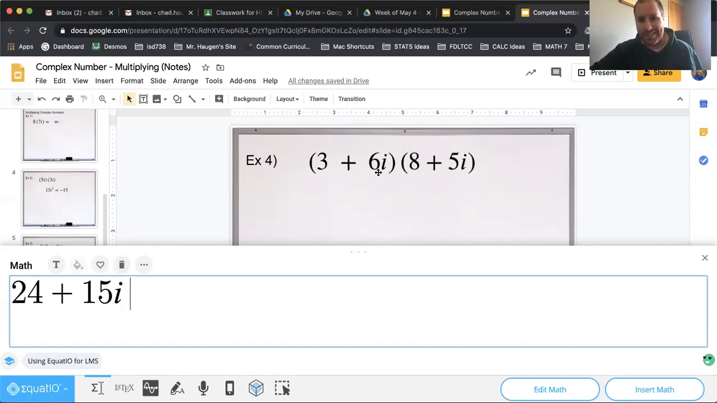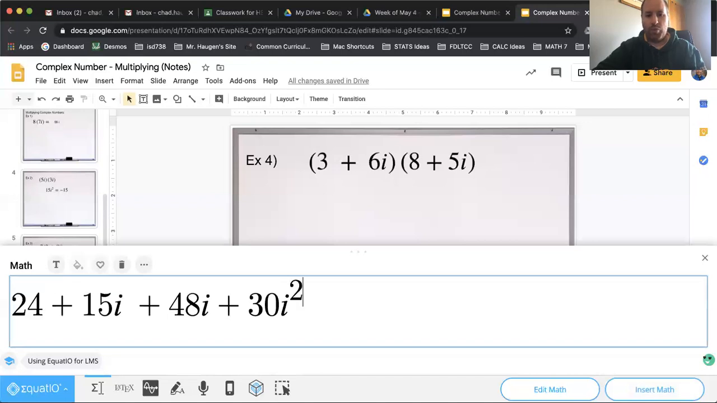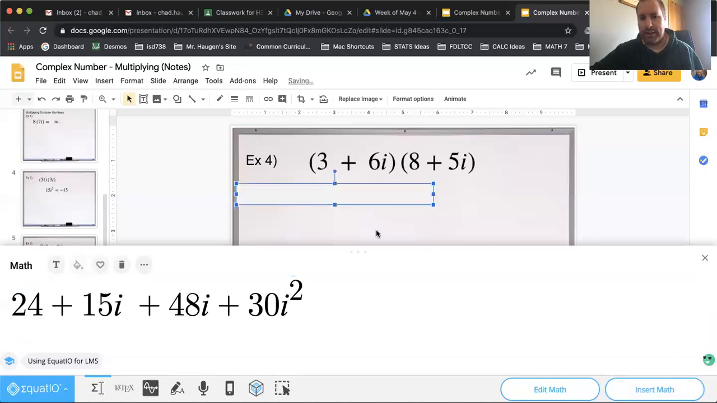Then we would take this 6i and send it through. So we'd have 6i times 8. Well, that's 48i, because that's 6 times 8, it's 48. And then we would take 6i times 5i. That would be our piece. 6i times 5i is 30i squared. So we'd have to take that whole step, put that whole thing down first, and we'd have that.